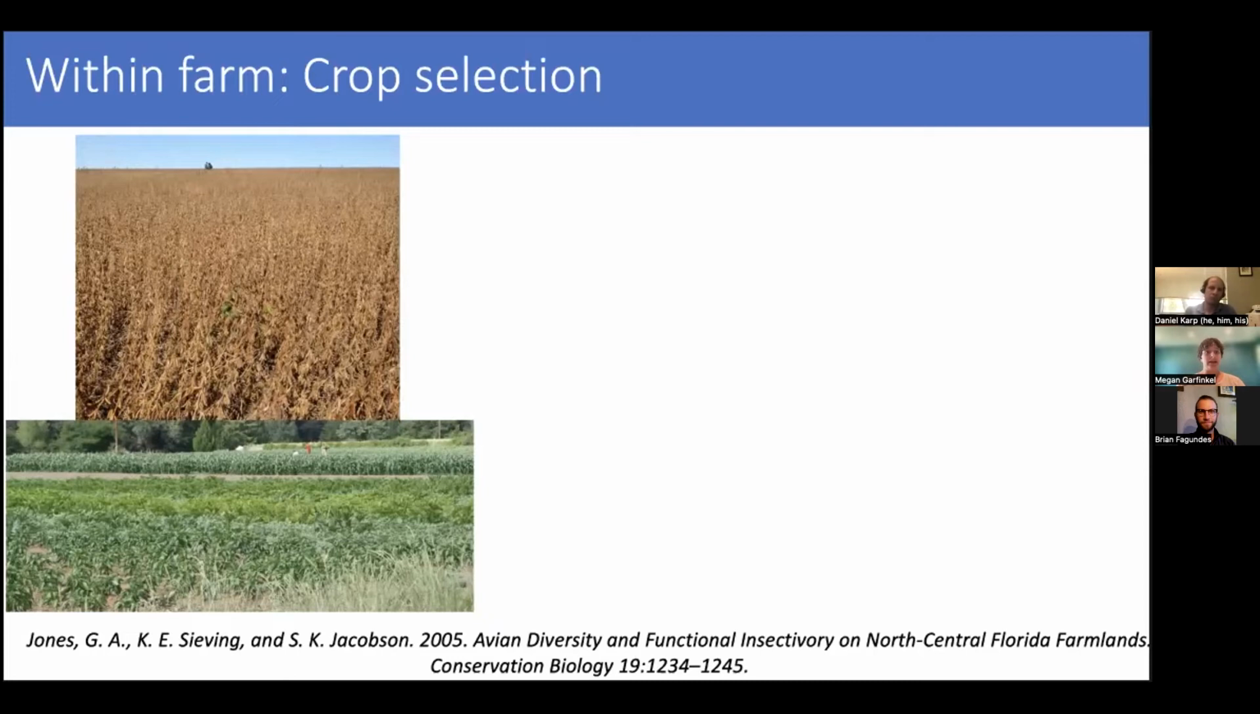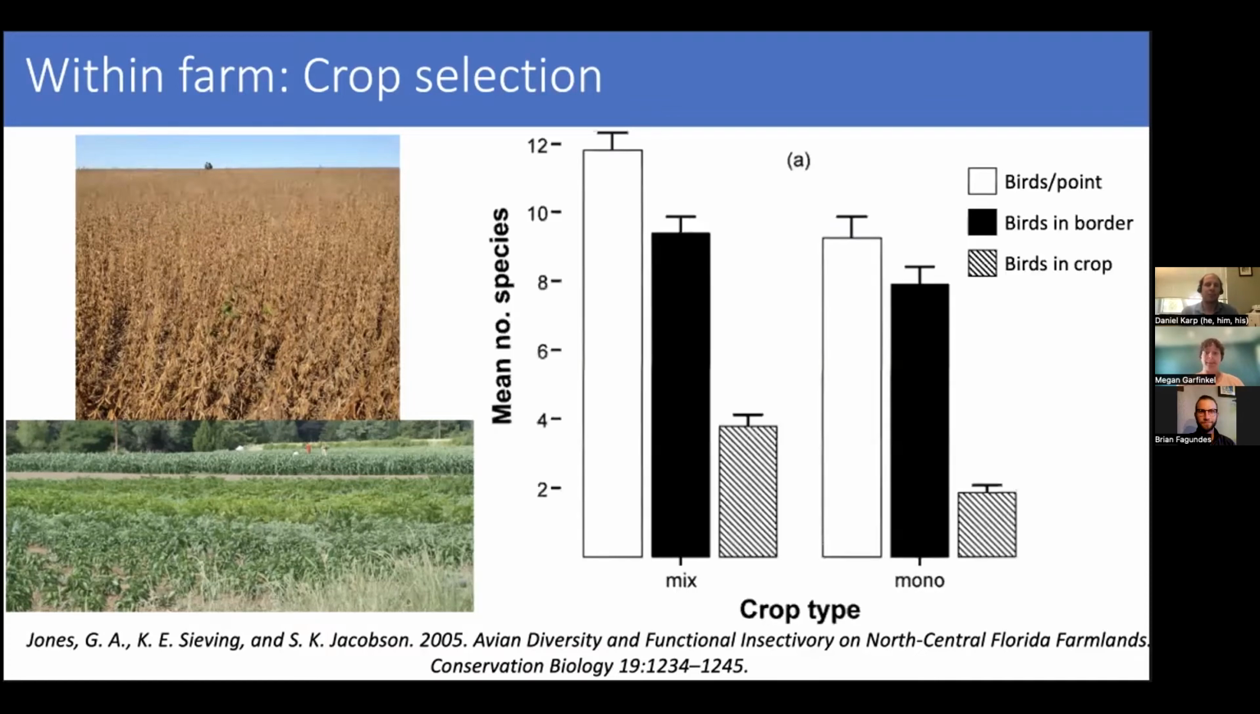So I'm just going to start with a study that looked at row crop farms in Florida. And what they were studying was patterns of bird use of farm fields that were growing a single crop, like in this top picture here, versus farm fields that were growing multiple crops within a single field. And so what they found, if we look at these graphs here, is that if we specifically focus on these striped bars, this is showing us the number of species of birds that were actually in the crop fields. And we can see that there were more species of birds that were in the mixed crop fields rather than the monocrop fields.